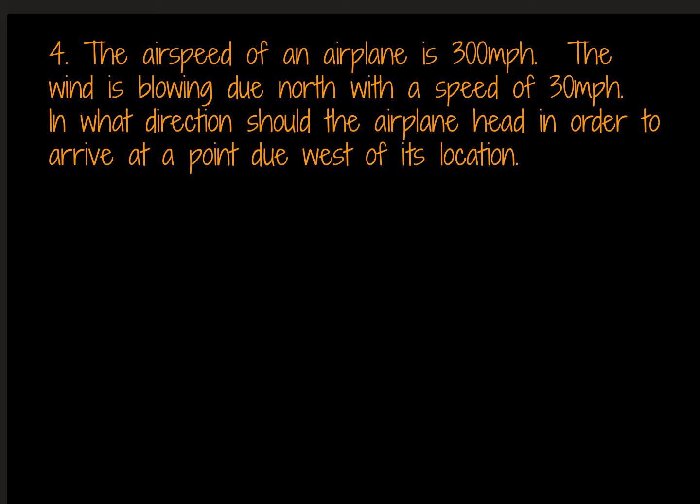Okay, so what information do we have here so far? We have airspeed. I'm going to make wind blue. I'm going to make the airplane red. Okay, airspeed of the plane is 300 miles per hour. The wind is blowing due north with a speed of 30 miles per hour. Okay, so due north with a magnitude of 30.